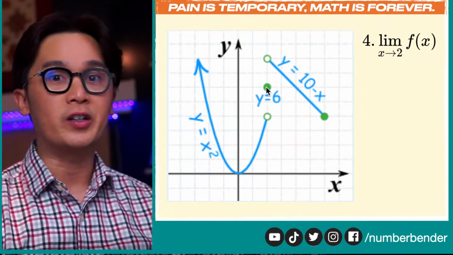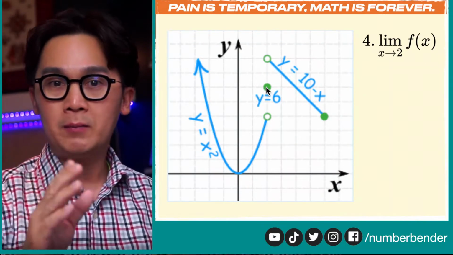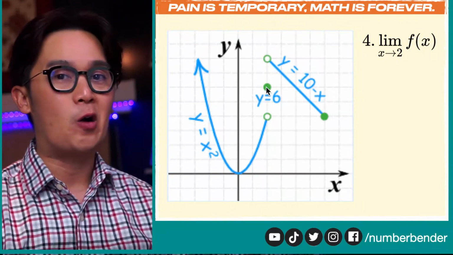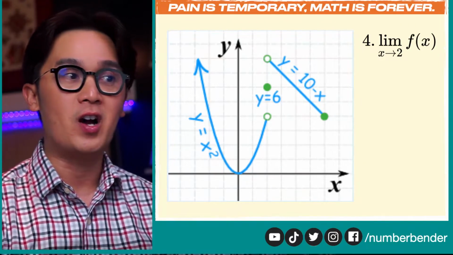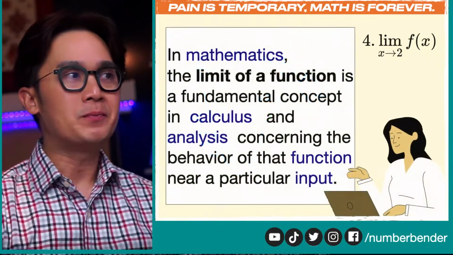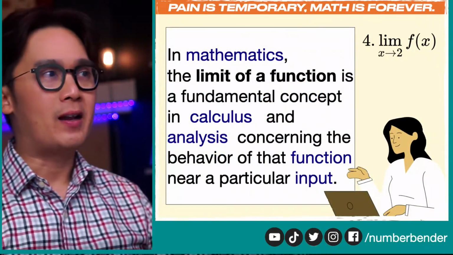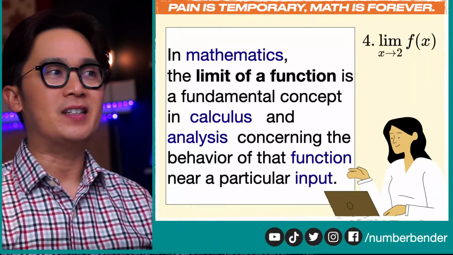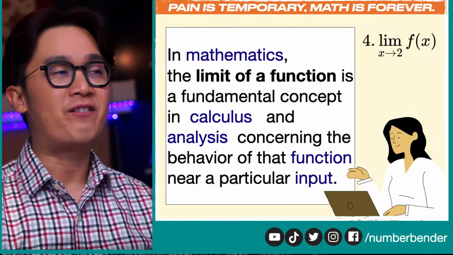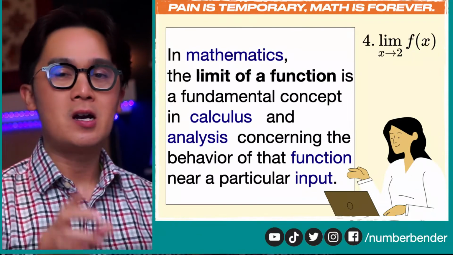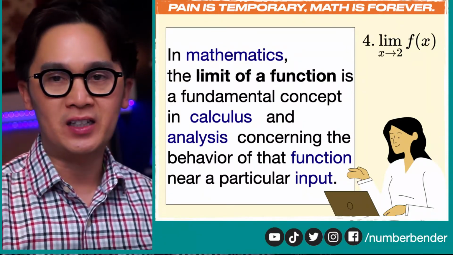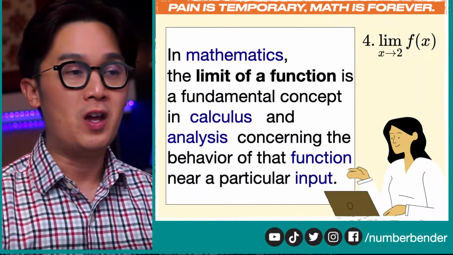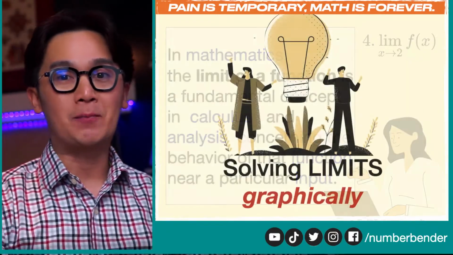So before we work on this calculus problem and answer it analytically or graphically, we need to know what is meant by the limit of a function. By definition, in mathematics, the limit of a function is a fundamental concept in calculus and analysis concerning the behavior of the function near a particular input. In this case, our input is x approaching 2. So what will be the value of y as x approaches 2?